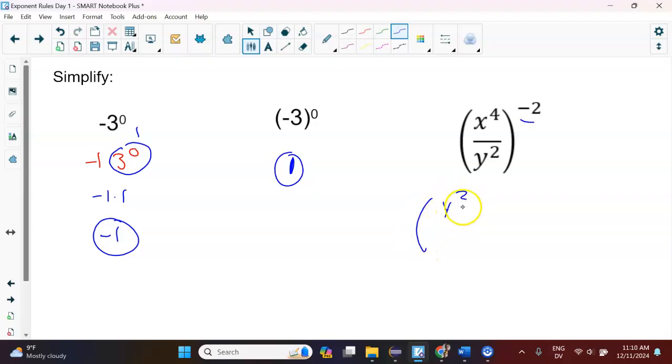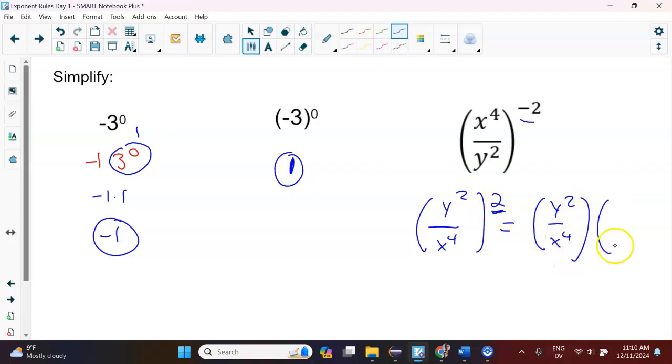So you end up with y squared over x to the 4th, and then to the positive power. And then again, this gets into some stuff we haven't really done yet, but if you want to clean this up from here, I think of this little 2 as meaning we have 2 parentheses, so I'm going to write it twice.